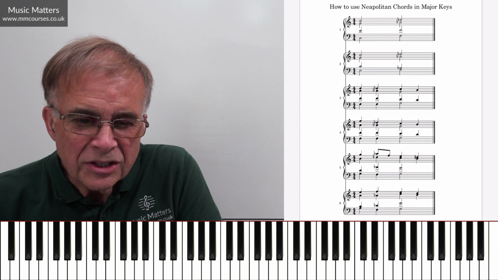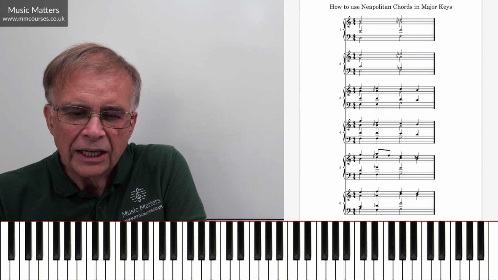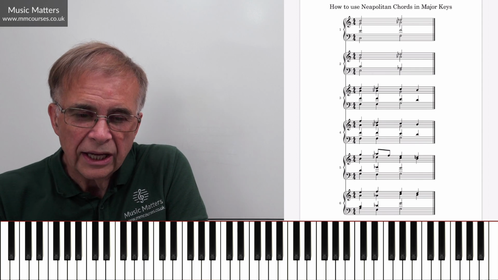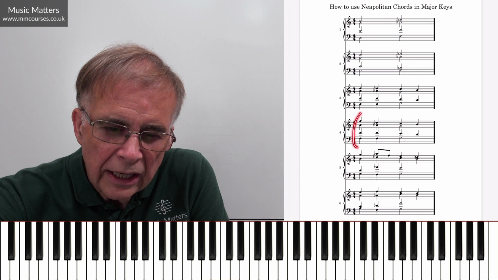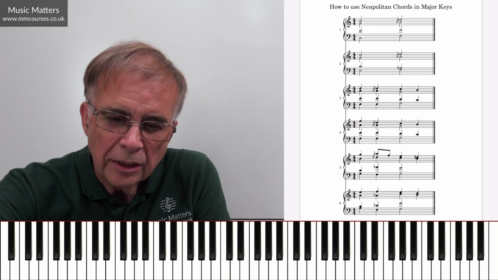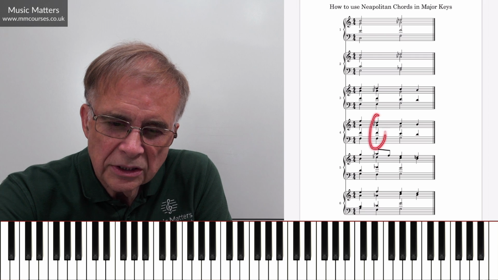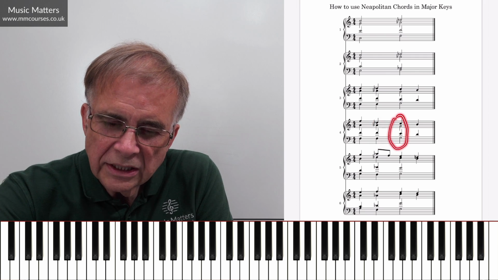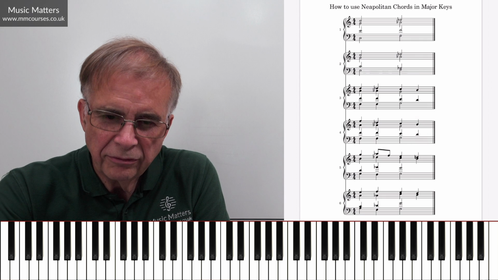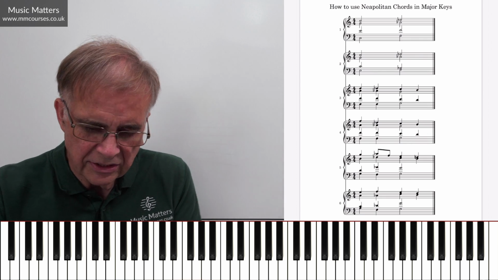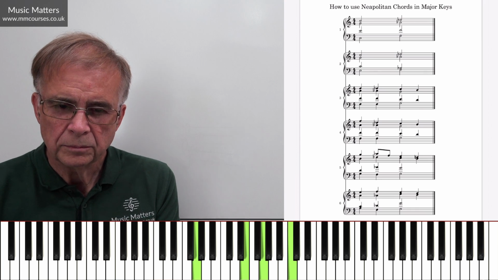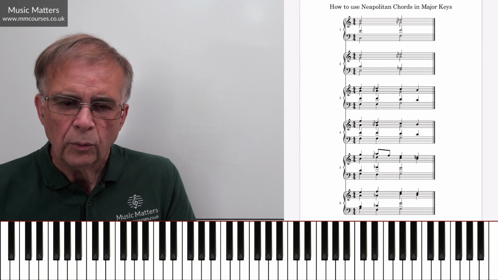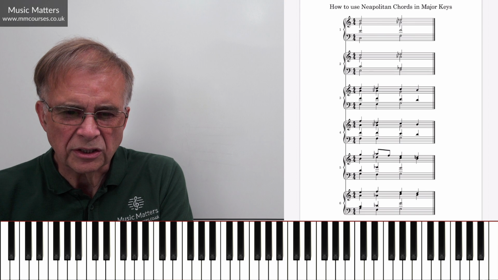Okay, well, in example 4, we're looking at using chord 4 as an approach. So here's your chord 4 in root position, followed by the Neapolitan, followed by 1 in second inversion, followed by 5 again. So let's hear what that sounds like. Well, that's quite a strong progression as well, isn't it?